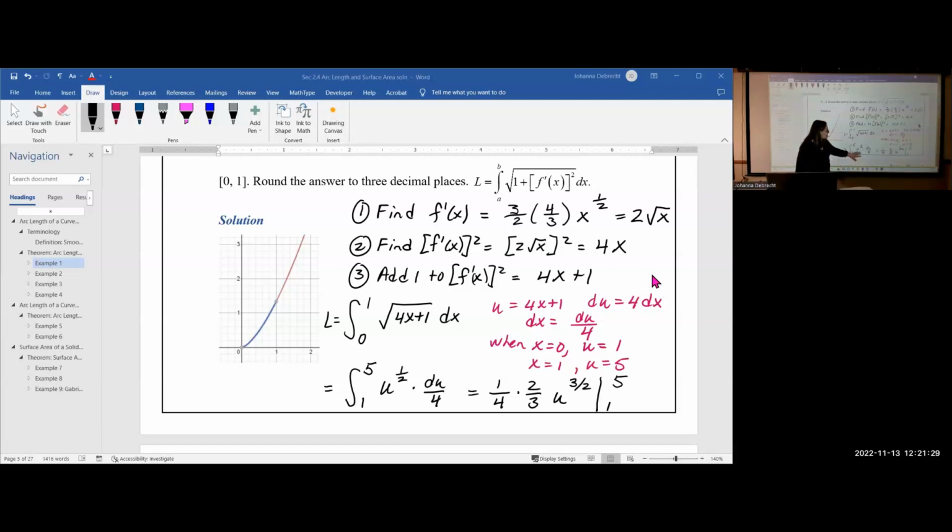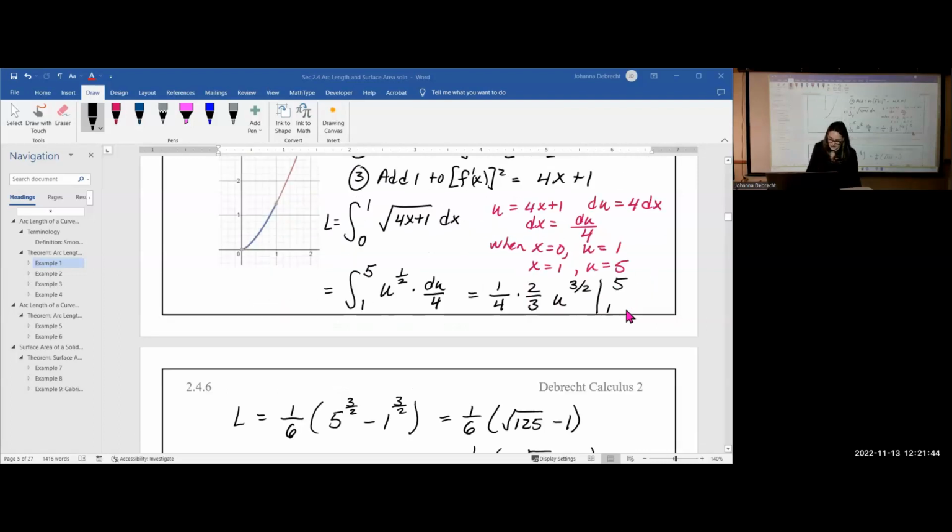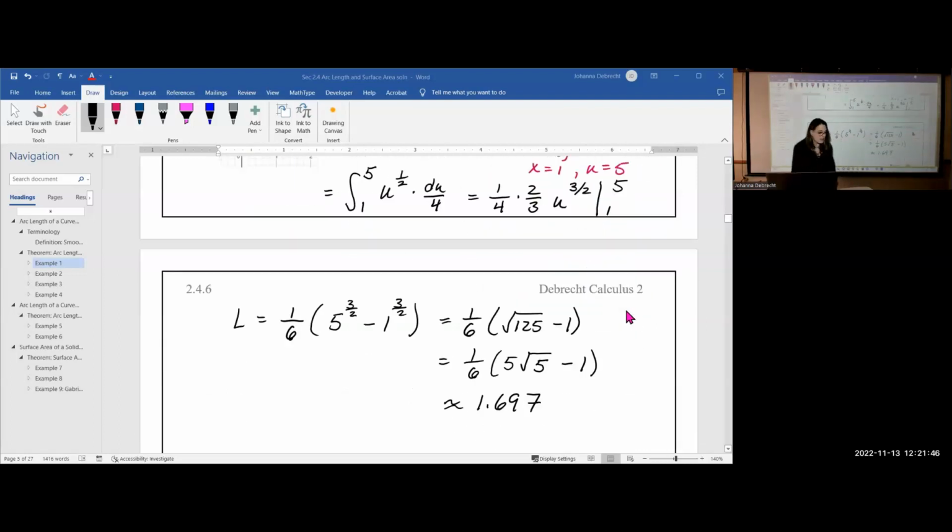So when you get this, you end up with u to the 1/2 times du over 4. And then when you integrate u to the 1/2, you add 1 to the power. So you get 3/2, divide by 3/2, which is multiplied by 2/3. And when you work out the arithmetic and algebra, you end up with 1/6 times the quantity 5 square roots of 5 minus 1. That's the exact value. And it's approximately 1.697, or very close to 1.7.